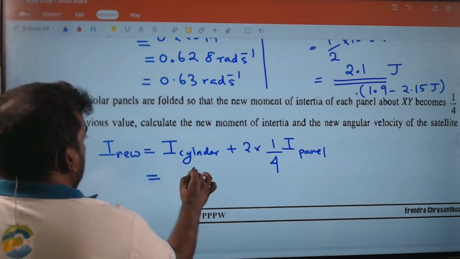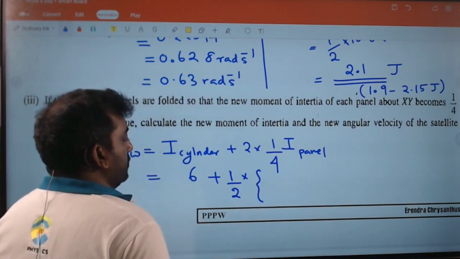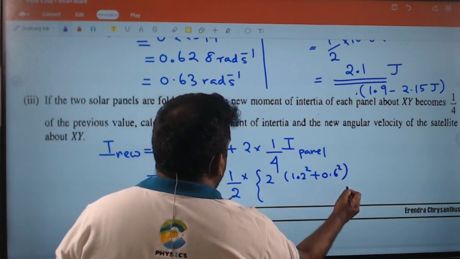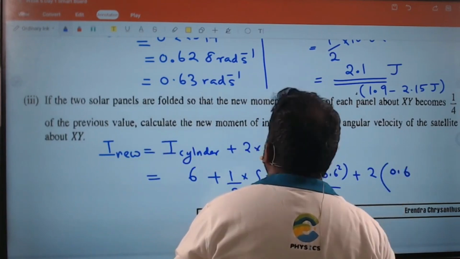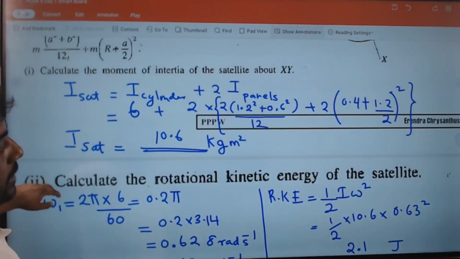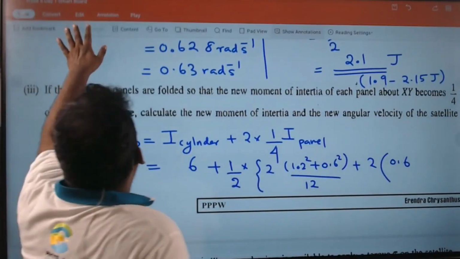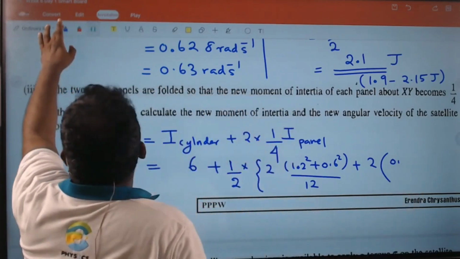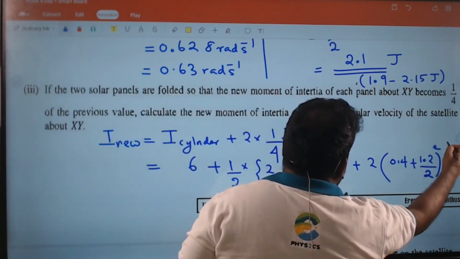Right. Here 6. Do the substitution: 2 times 1.2 squared plus 0.6 squared divided by 12, plus 2 times radius 0.6, 0.4, 1.2 divided by 2 squared.